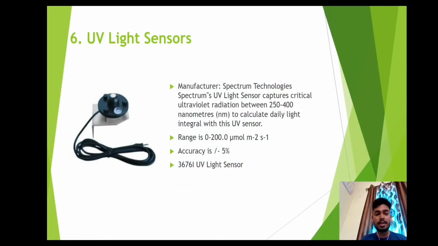And the sixth light sensor is the UV light sensor. It is manufactured by Spectrum Technologies. The UV light sensor captures critical ultraviolet radiation between 250 to 400 nanometers, to calculate the daily light integral with these UV sensors.